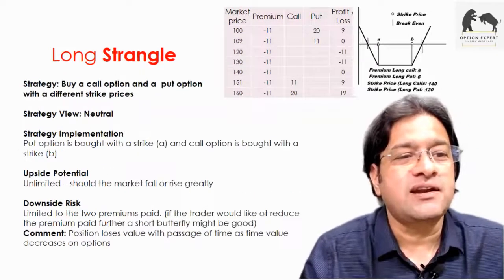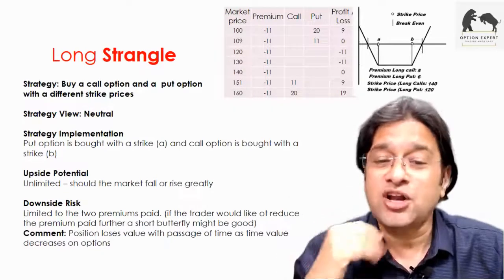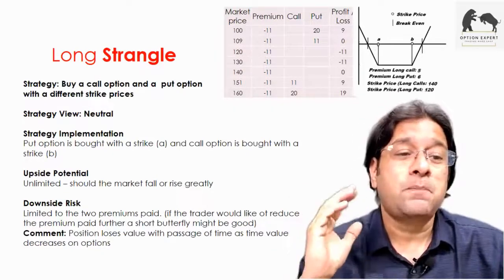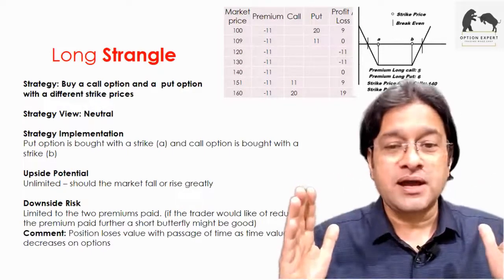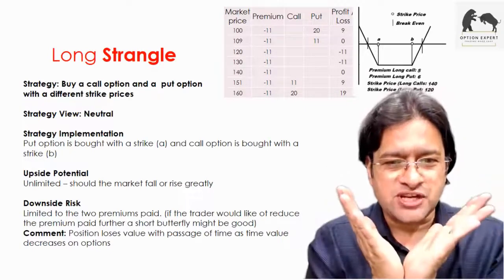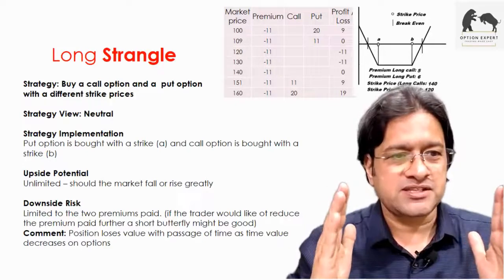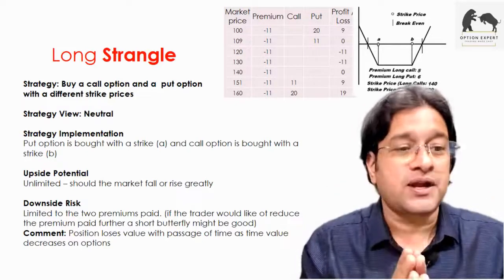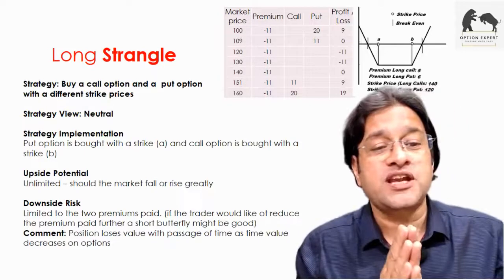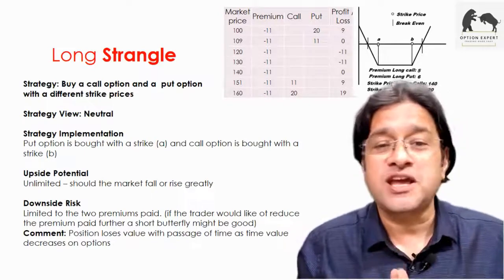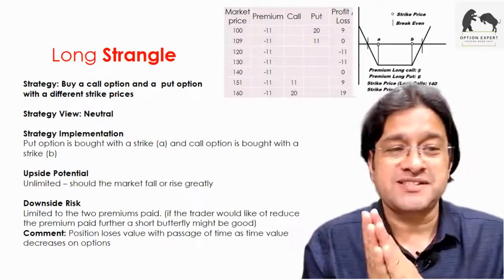Now, after the straddle, what do we have? Strangle, the long strangle. Here you buy a call option and a put option with different strike prices. Remember, in the straddle, what did we do? We bought at the same strike price. Now we are buying at two different strike prices. The view is neutral again, but how do you implement the strategy? The put option is bought with strike A and the call option is bought with strike B.